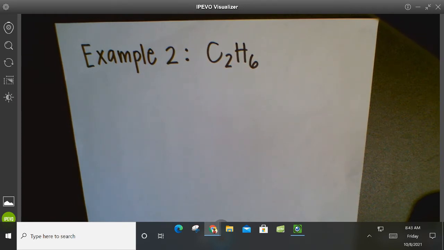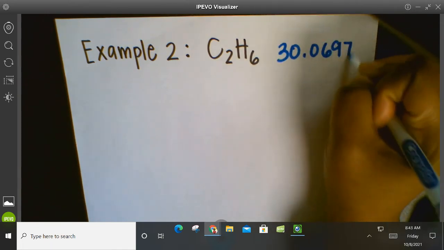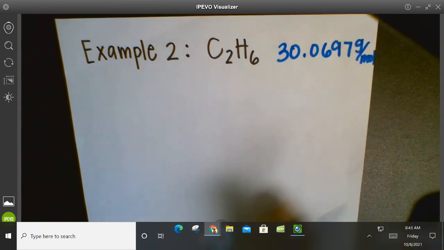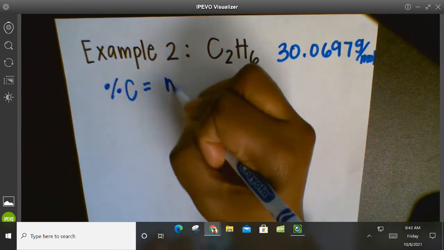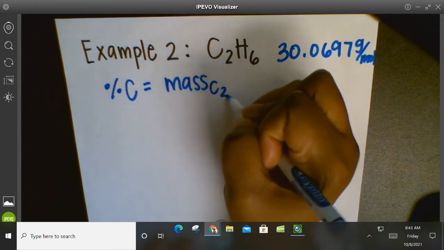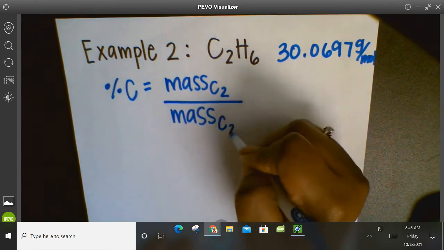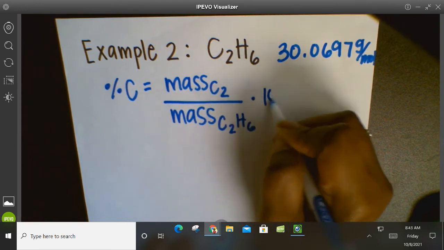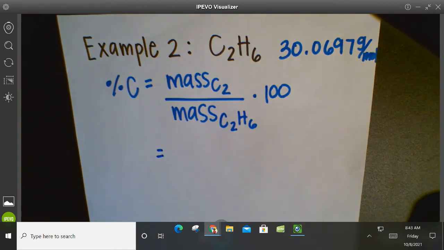And so I get those masses from the periodic table. I add them together. Give me 1 second here. And so the total mass, molar mass of this compound is 30.0697 grams per mole. Okay, I ran out of space there. So to find the percent carbon, what I'm going to do is take the mass of the 2 carbon atoms divided by the mass of the entire compound times 100.